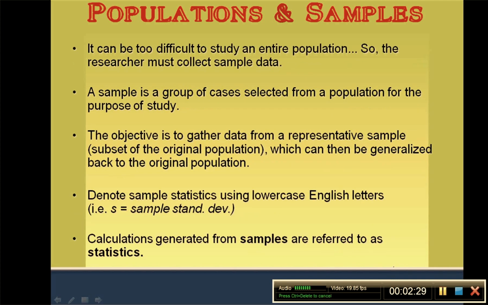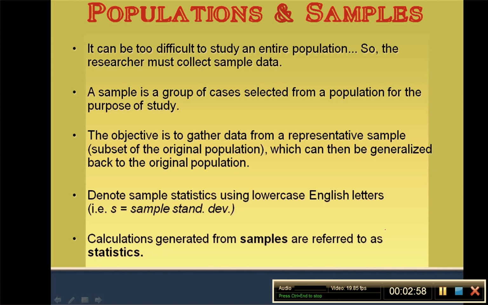Of course, it can be really difficult to study an entire population, so we need to resort to collecting sample data. That's the group of cases selected, hopefully randomly, from a population for the purpose of study. And it's not always random, as we're about to see. If you want calculations to come of it, you need to go to the random type samples.